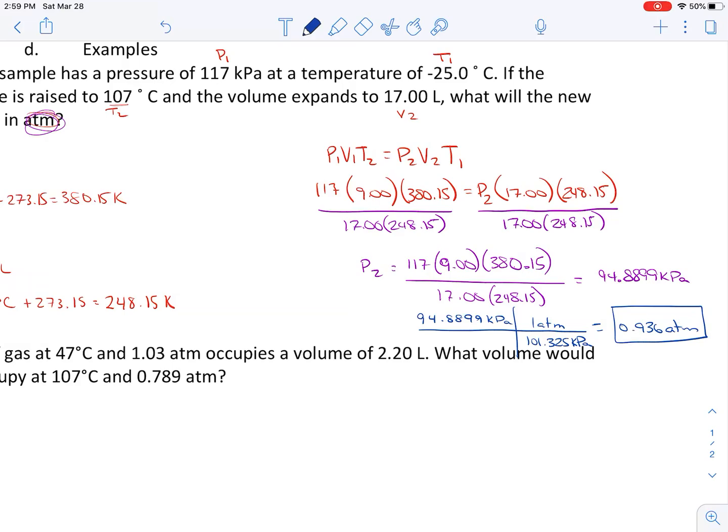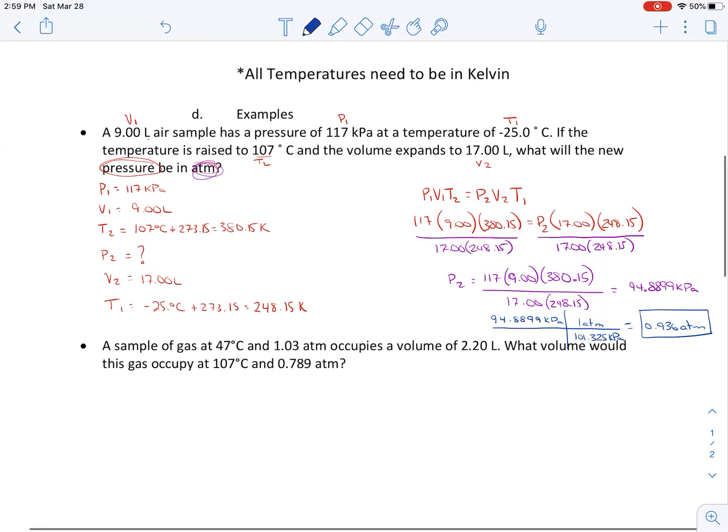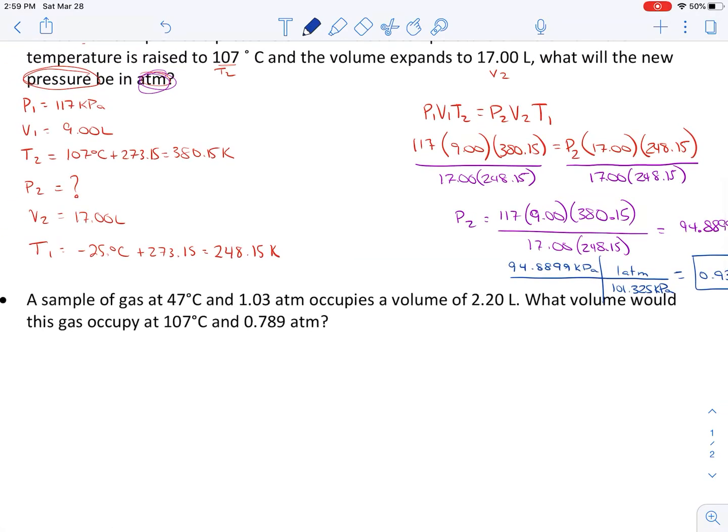All right? Okay, let's try one more. This one will be maybe a little less inclusive. Okay, reading through. We have a sample of gas at 47 degrees Celsius. That's T1. 1.03 ATM. Well, that's a pressure, so we're going to signify that P1. Occupies a volume of 2.20 liters. That's V1. What volume, this time we're looking for volume, would this gas occupy at T2, 107, and 0.789 ATM? P2.